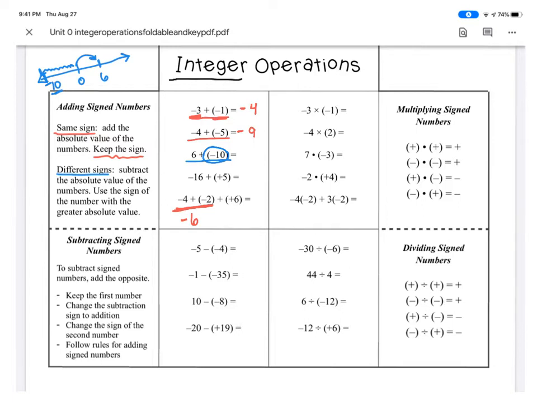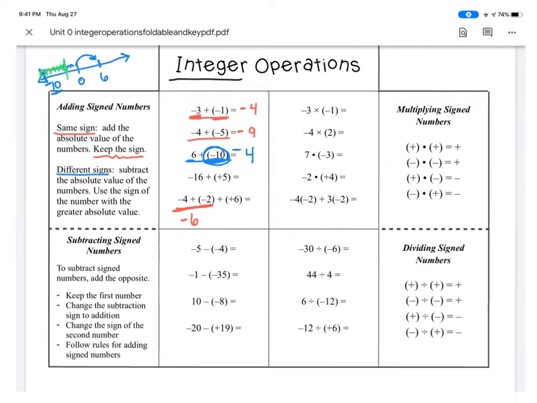So I have one of each. I have a positive, I have a negative. I'm going to circle the one that I have more of, or it's a greater distance from 0, which is 10. 10 take away 6 is 4, and because I circled the 10, it's negative. My answer is -4. If you look up here, if I were to go from -10 and add 6 to it, when I add, I move to the right. 1, 2, 3, 4, 5, 6.